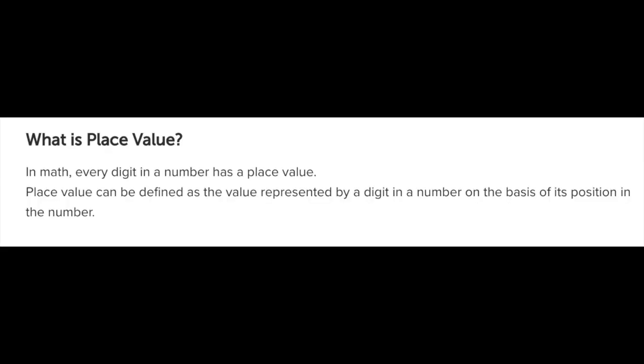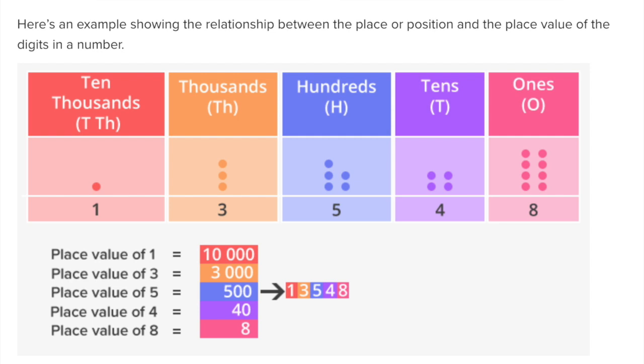What is place value? In math, every digit in a number has a place value. Place value can be defined as the value represented by a digit in a number on the basis of its position in the number. Here's an example showing the relationship between the place or position and the place value of the digits in a number.